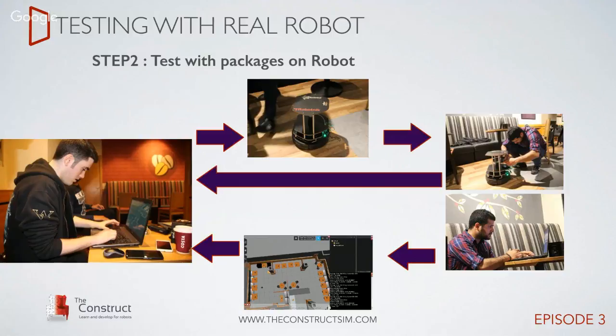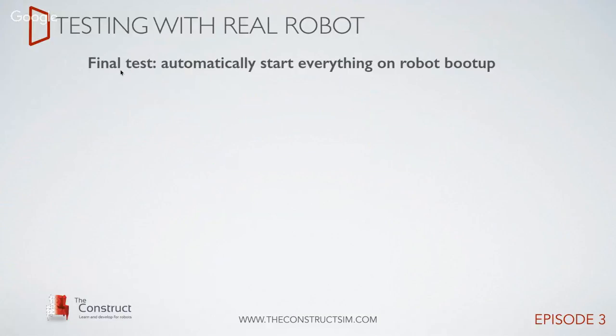Okay, so that's step number 2. Once you have this working, so I'm launching this in the robot and everything is working, great. Now we have to go to the final test. The final test is when you put everything on the robot and it automatically starts on robot boot up. It means when you switch on the robot, then all the programs start and the robot behaves perfectly. In this case, you cannot use a PC for anything. Actually, you only have to use the switch on button of your robot.